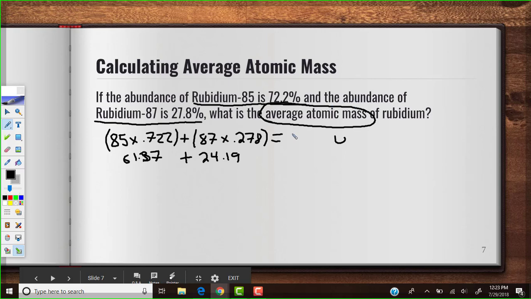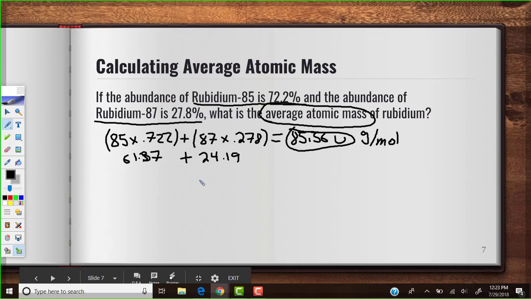And we get our answer, which is 85.56. You may also see this in another unit, which is grams per mole. But we will talk a little bit more about that in our next unit. So pretty straightforward. Take the mass multiplied by the percentage and add that to the mass multiplied by the percentage. You get your answer. It's the same if you have 3 of these or 4 of these or even 5 different percentages. The process is still the same.